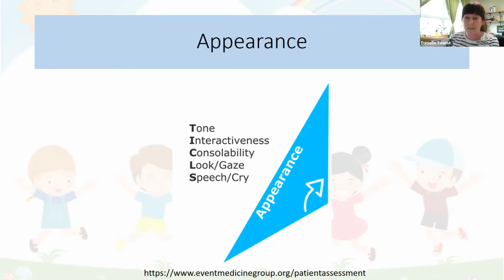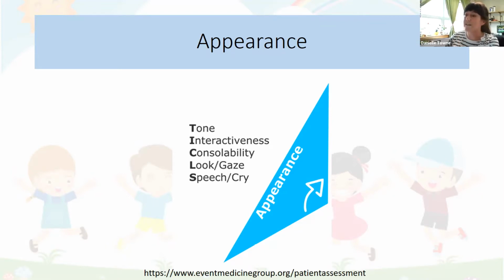I is interactiveness. Are they interacting appropriately with you or with their mom or dad or whoever the family is in the room, or not? Are they just ignoring their surroundings? It doesn't matter if you walk up to them, they don't actually notice. That's a really important indication of their interaction with the surroundings.